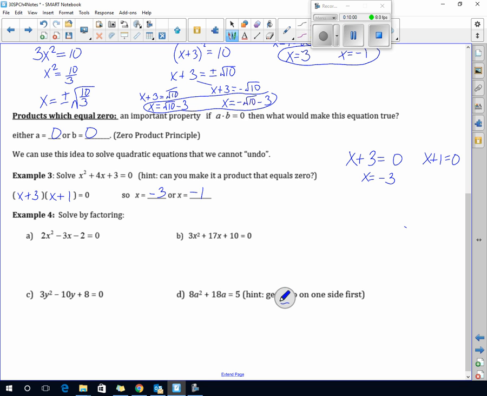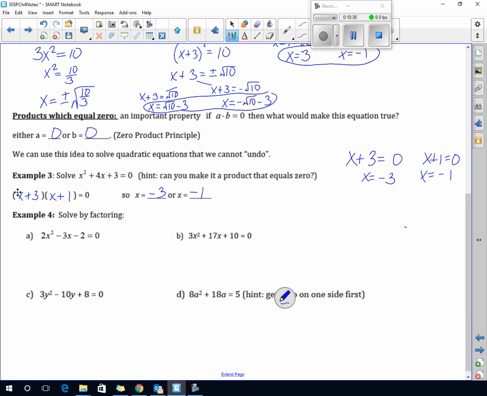So let's check. If I substitute -3 into my original equation, what's (-3)²? 9. What's -3 times 4? -12. What's 9 subtract 12? -3. What's -3 plus 3? 0. It works. Let's sub in -1. (-1)² is 1. -1 times 4 is -4. What's 1 minus 4? -3. -3 plus 3 equals 0. Do you see it works?